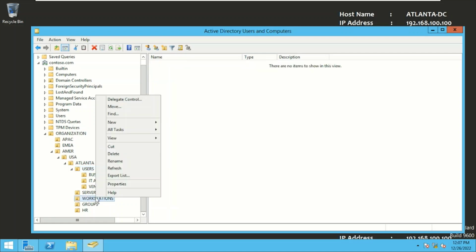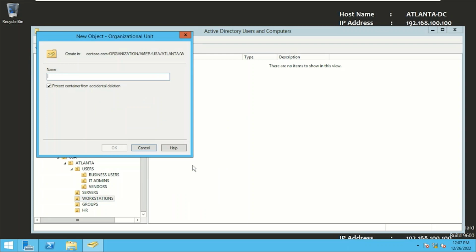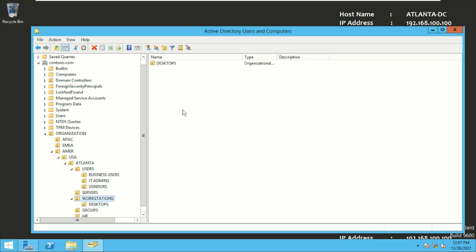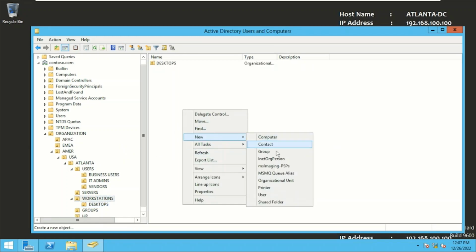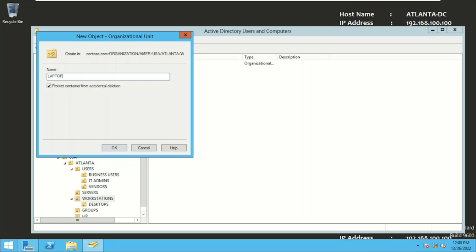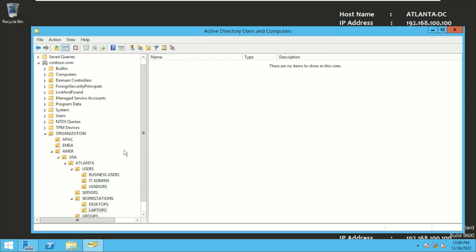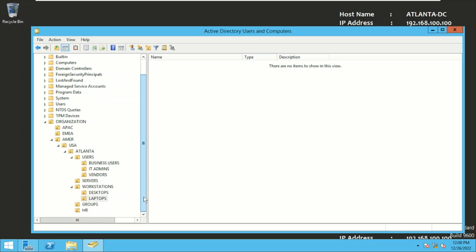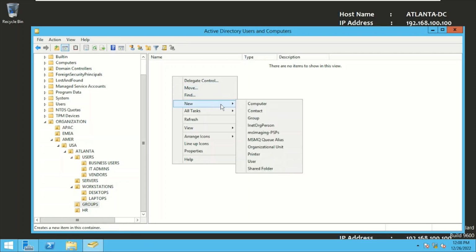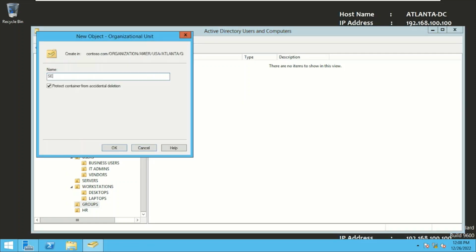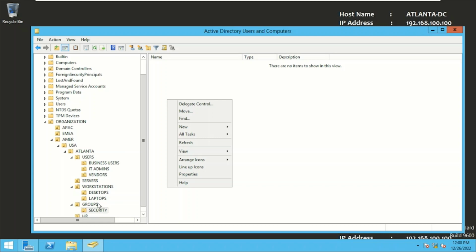Now workstations will have desktops, and we'll also have laptops. So all the Atlanta desktops and laptops will be under these OUs. So it will be very easy for the administrators to manage the resources over here. Let's talk about groups now. We have two types of groups: security, and distribution.